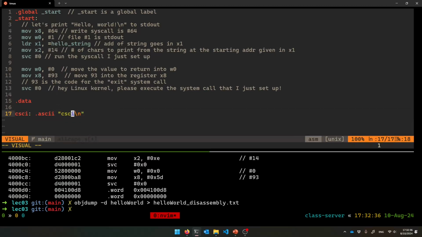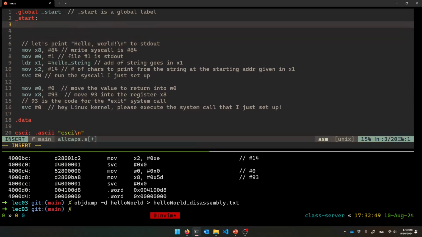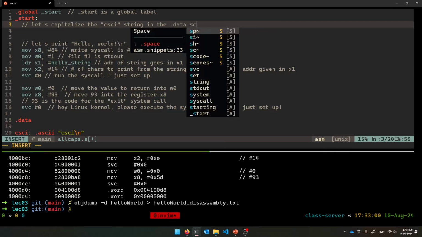Why not? But I want to change the first 4 bytes of CSCI. Each byte at a time, convert the lowercase c to capital C, lowercase s to capital S, and so on. So what are we going to do? I'll eventually print it back out, so I'll keep the stuff down there for now. We'll change it up a little bit later, but here's what we want to do. Let's capitalize the CSCI string in the data section.